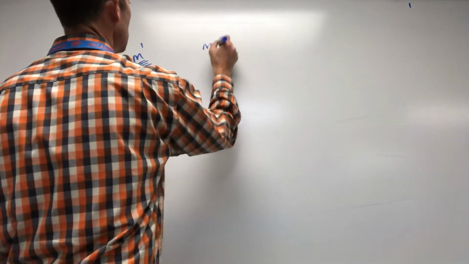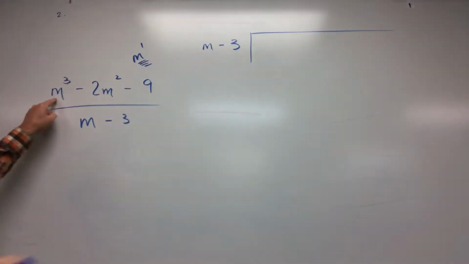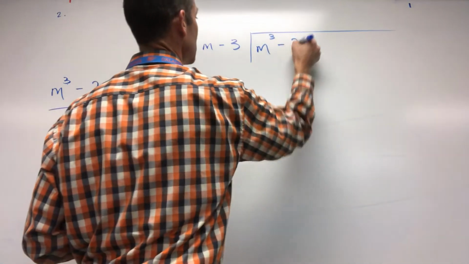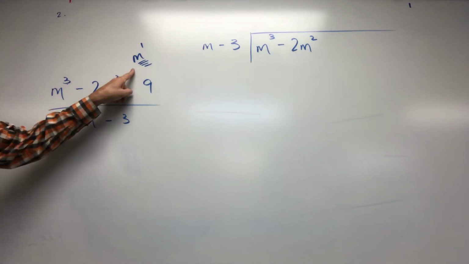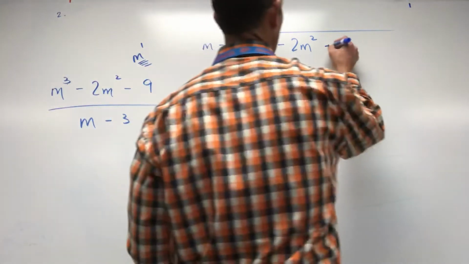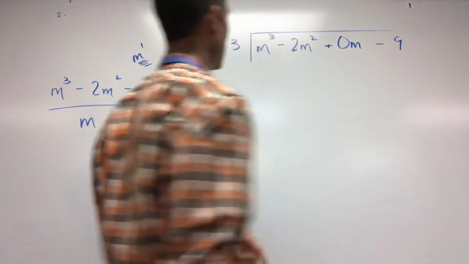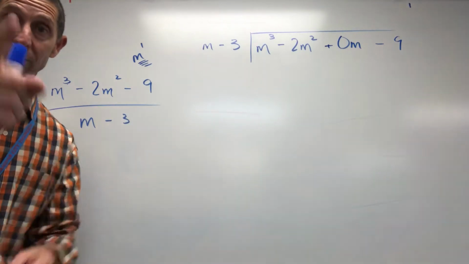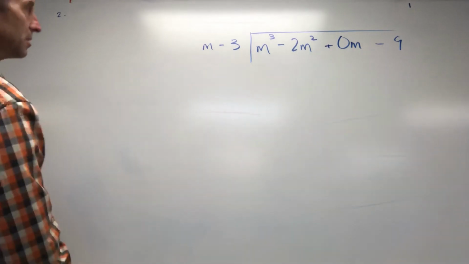We have m minus 3. We're going to write this in, m to the third minus 2m squared. The one that you're missing, you have to fill that spot with a 0, plus 0m minus 9. So be on the lookout for all these problems today. You got to fill those gaps. All right, let's start this guy.